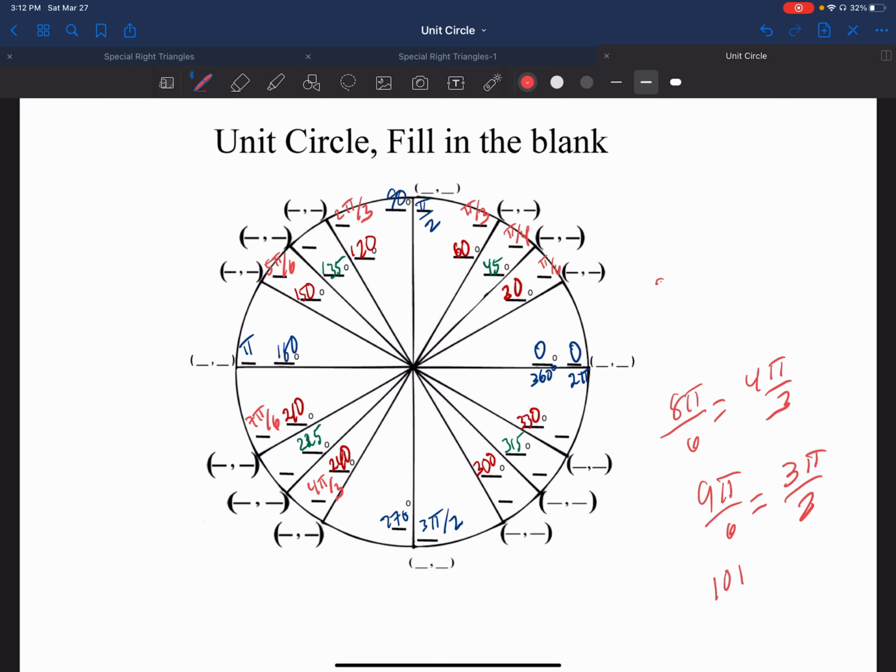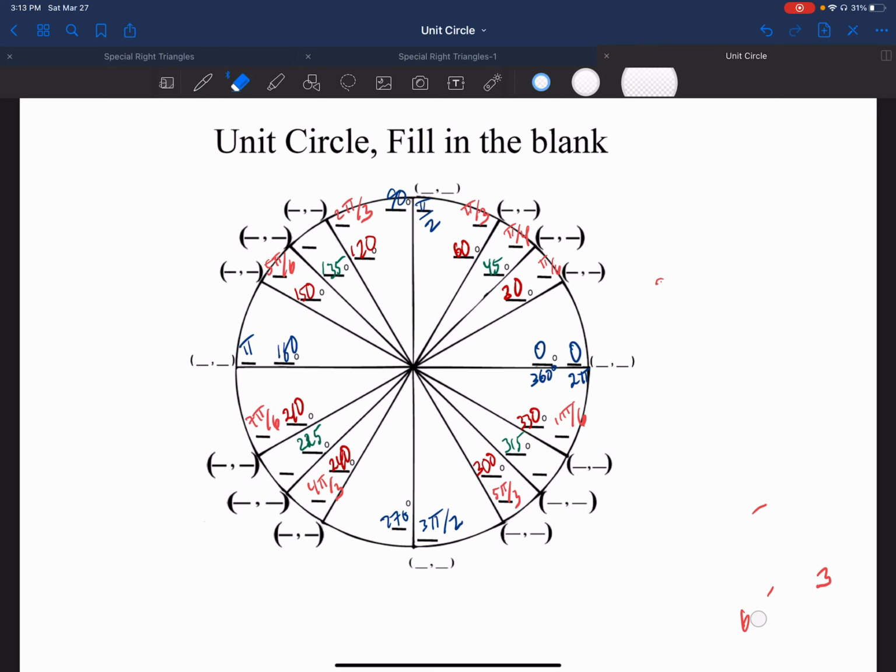The next one will be 10 pi over 6, which simplifies to 5 pi over 3. The next one will be 11 pi over 6, which doesn't simplify to anything. Okay, so now I'm almost done. I just need to add the ones that I put in green.